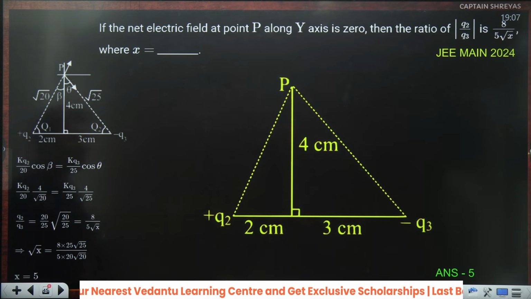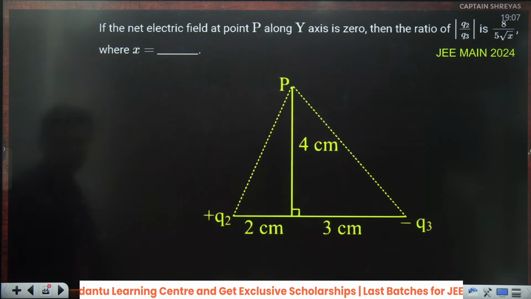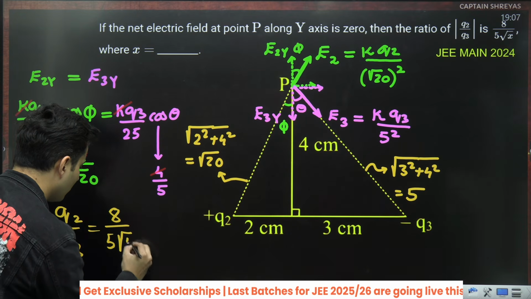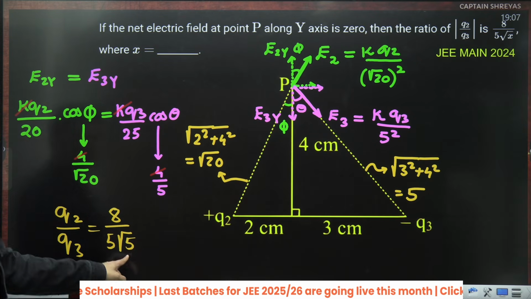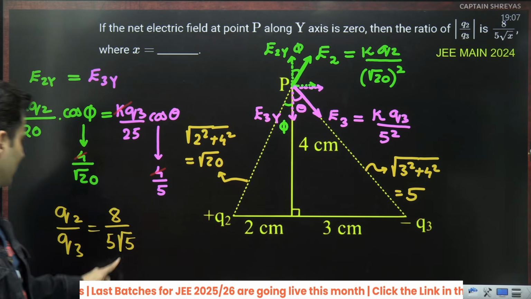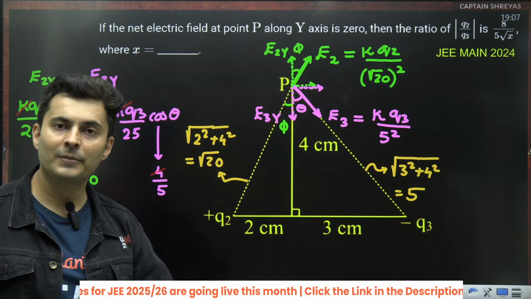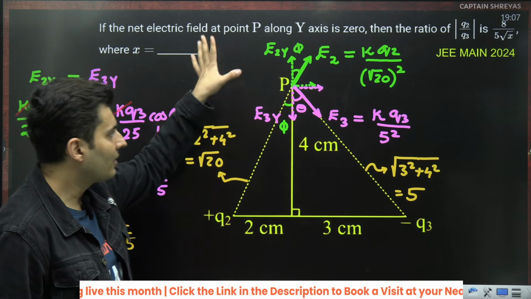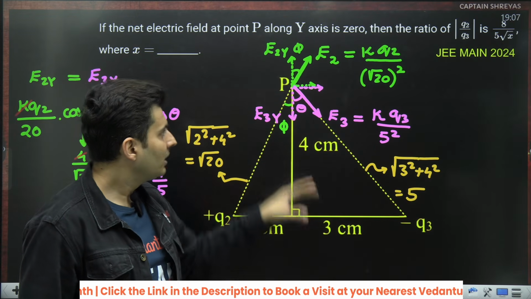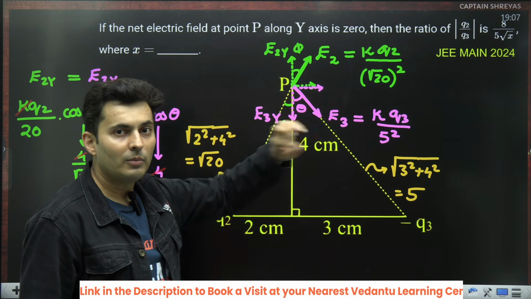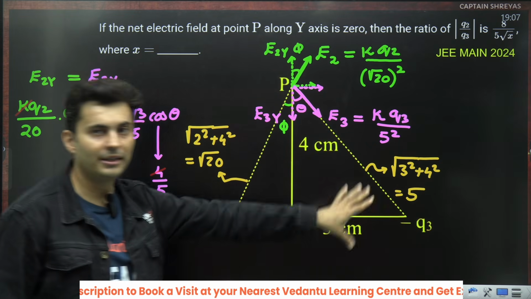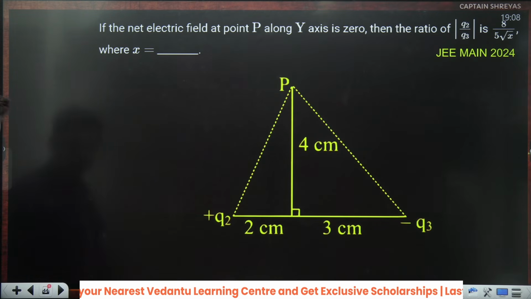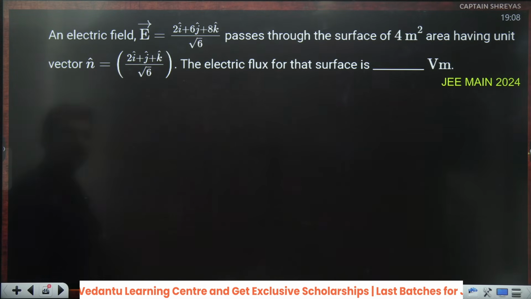So basically the root value is as follows. It comes out as 8 by 5 root 5. That should be the answer. So what you have to find is x, which is 5. Okay, cool. Very, very interesting question. Resolution of vectors is involved. If you miss any angle, or make a mistake in the resolution, you will definitely get a completely different answer. Okay, cool. Let's move on to the next one coming up on your screen.